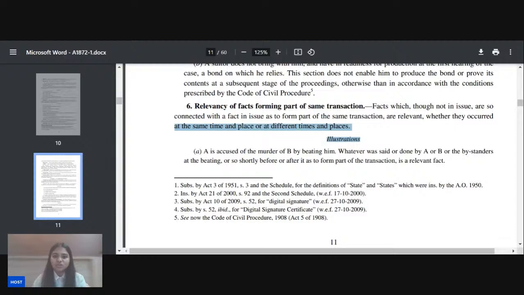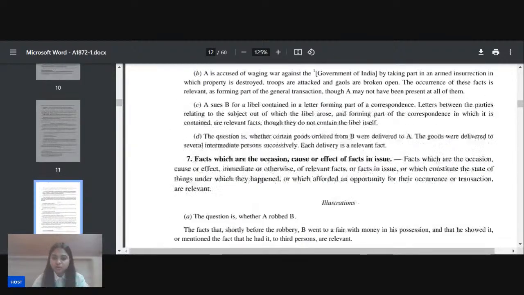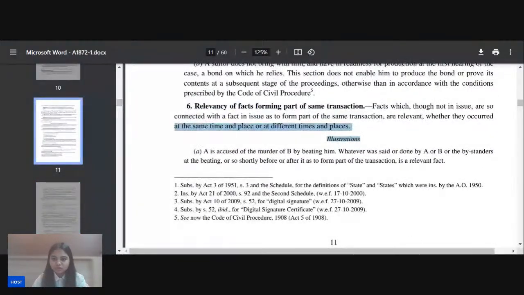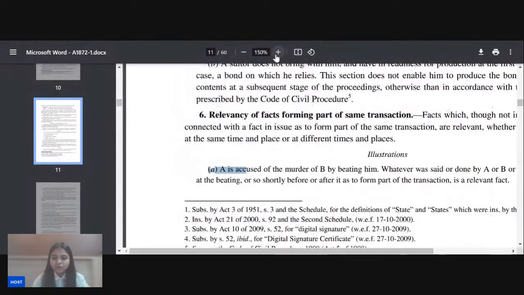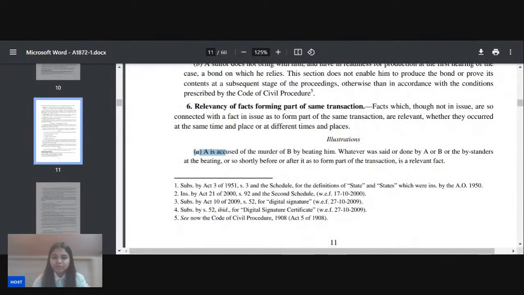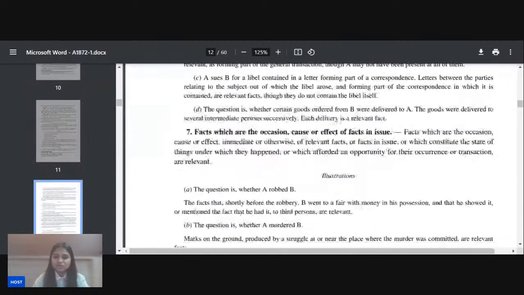Now, whatever illustrations are given here are very important, please go through them. I'm just going through the illustration: A is accused of the murder of B by beating him. Whatever was said or done by A or B or by bystanders at the beating, or so shortly before or after as to form part of the transaction, is a relevant fact, and so it is covered under section 6. Okay.